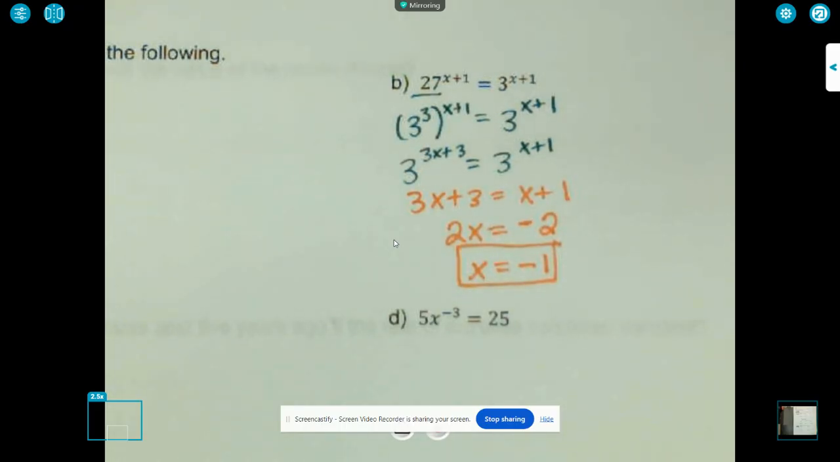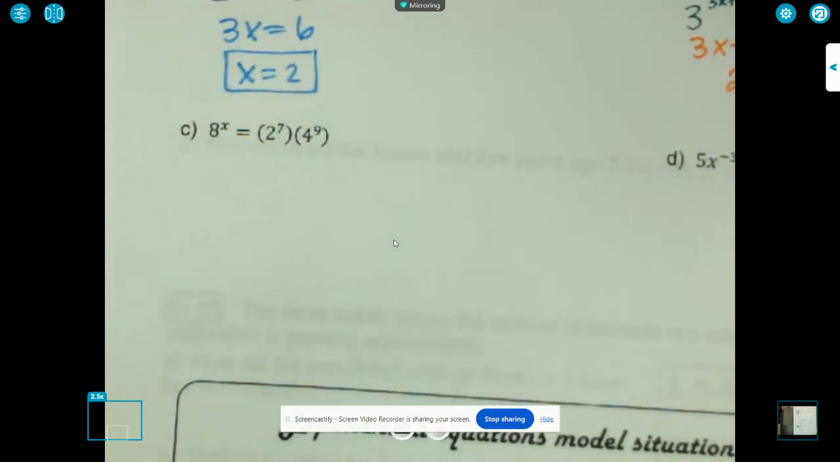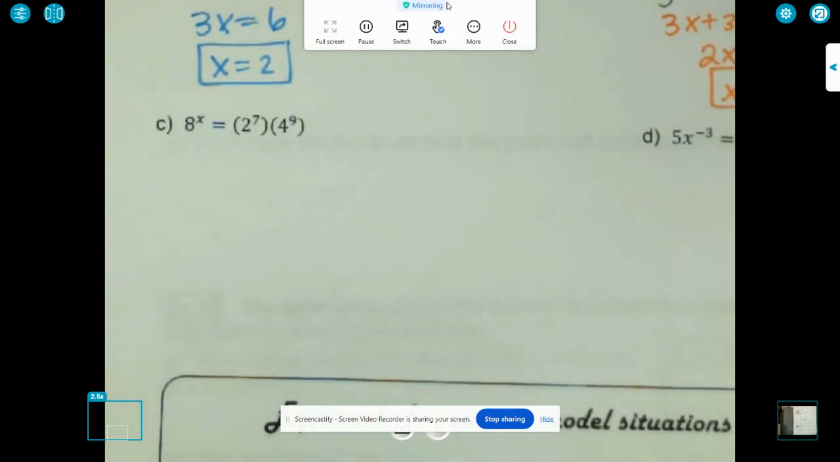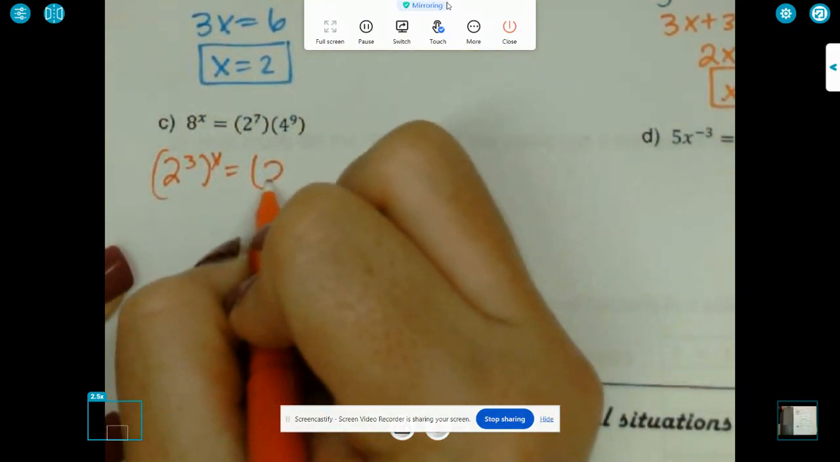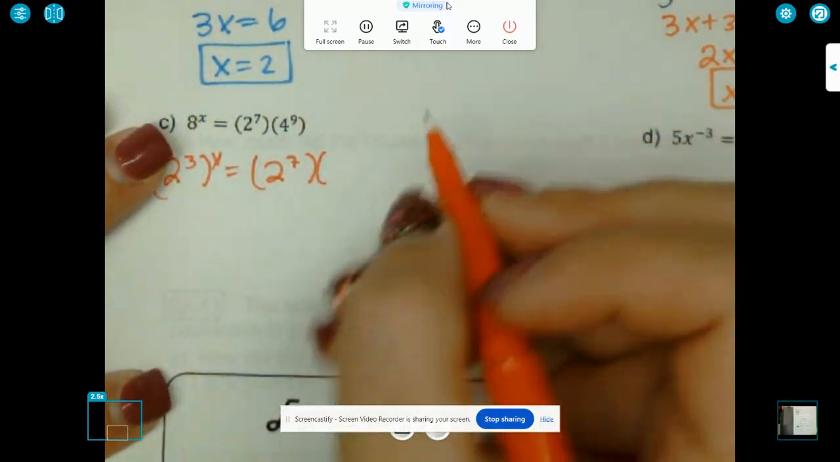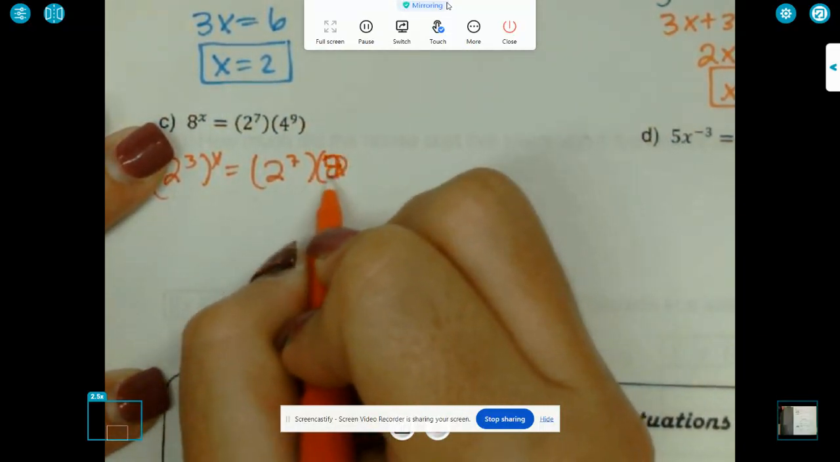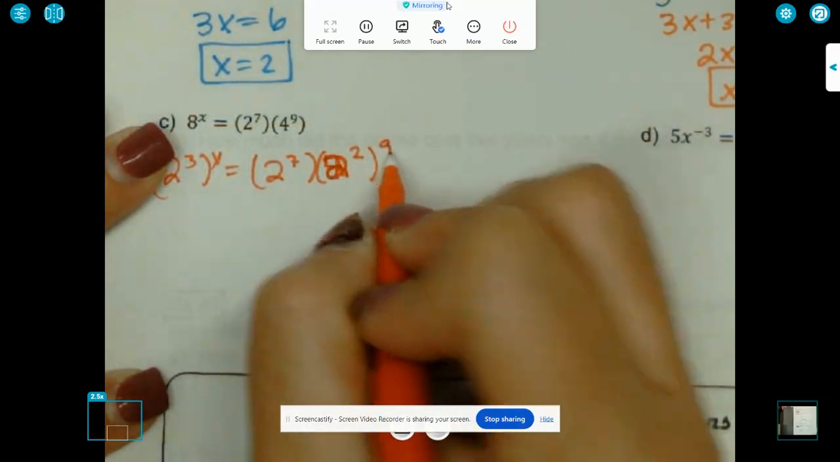All right, so what's your base going to be on letter C? 2. What's your base going to be on letter D? 5. We'll talk about D in a second because you don't actually have to do that, but we'll get there. All right, so letter C, change 8. 8 becomes 2 to the third, so 2 to the third to the x. 2 to the 7th is good. 4 becomes, oh Lord, 2 squared, not 4 squared. 2 squared to the 9th.